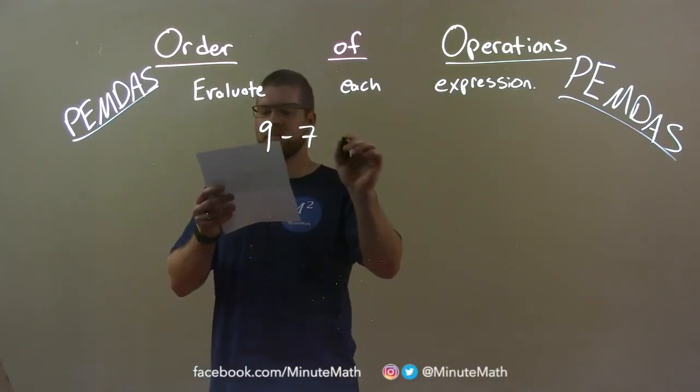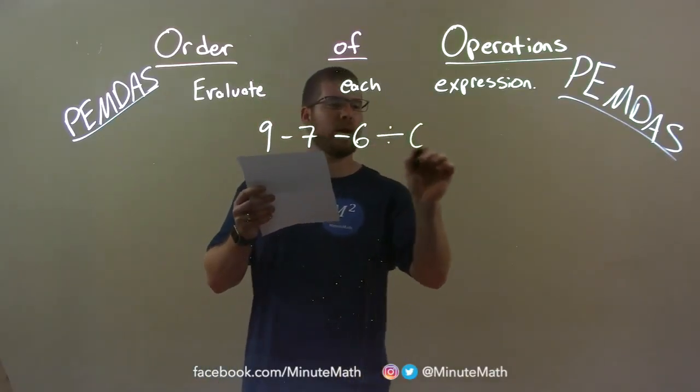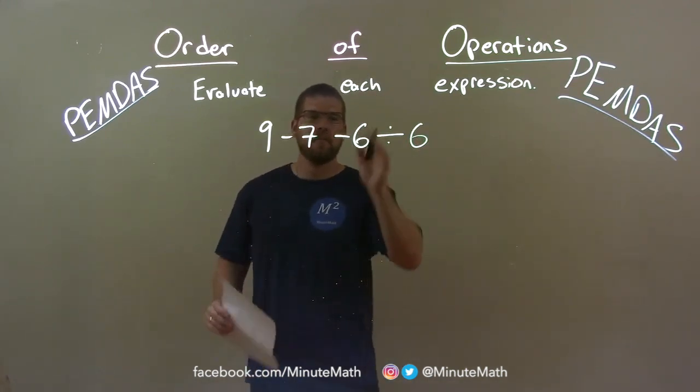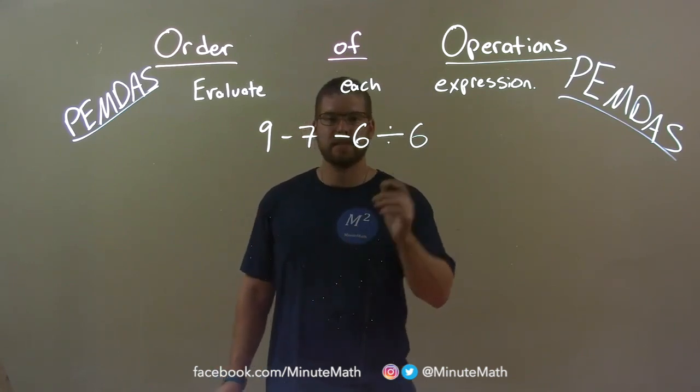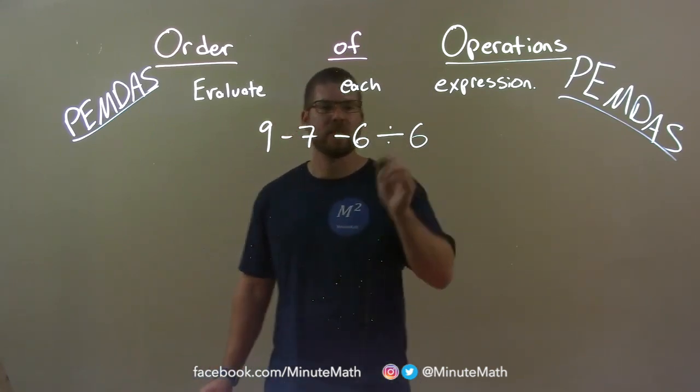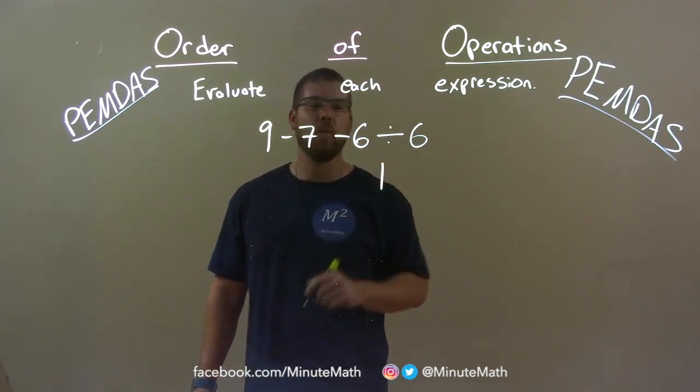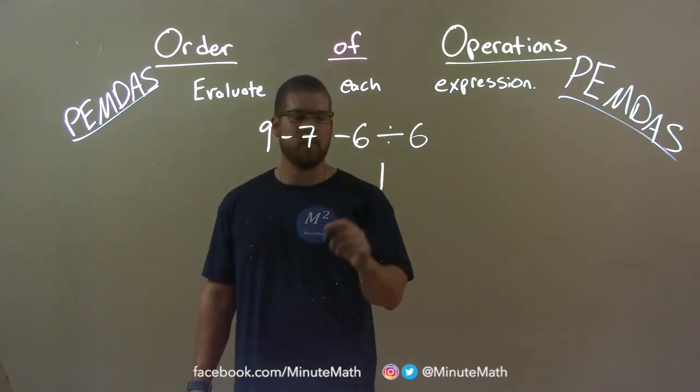9 minus 7 minus 6 divided by 6. Okay? First things first here is division. 6 divided by 6. Okay? Got to deal with that. Well, 6 divided by 6 is just 1. Any number divided by itself is 1.